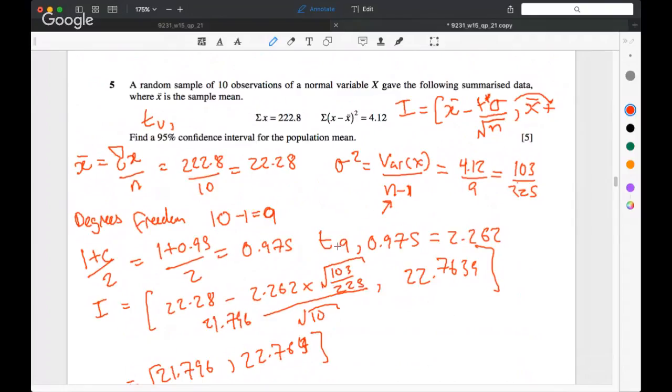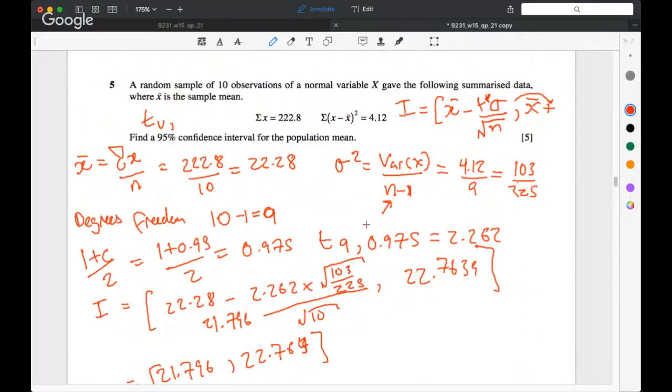So now we know it's a T9 we need to look for. And then we need to get this number here. How we get that number is by doing 1 plus the confidence, which was 0.95, divided by 2. So it gives you this. And we just look in the table in the formula booklet, the T star value table.